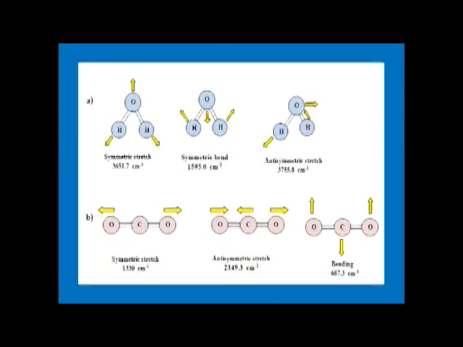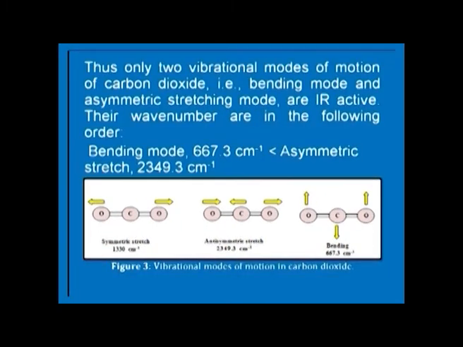Thus, only two vibrational modes of motion of carbon dioxide, that is the bending mode and the asymmetric stretching mode, are IR active. Their wave numbers are in the following order. Bending mode occurs at 667.3 cm inverse, at a lower wave number compared to the asymmetric stretch that occurs around 2349.3 cm inverse. Figure 3 depicts the vibrational modes of motion in carbon dioxide molecule. This has been shown in the following video as well.